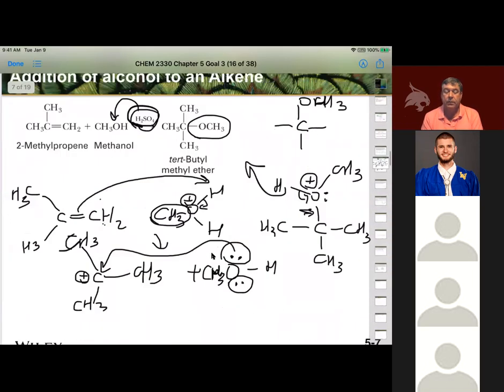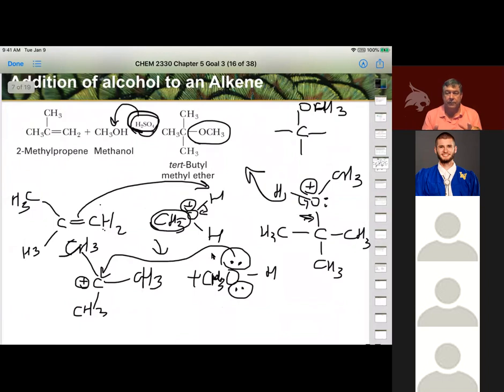Okay, questions about hydration? In hydration, you always end up with water acting as your nucleophile, your carbocation acting as your electrophile.